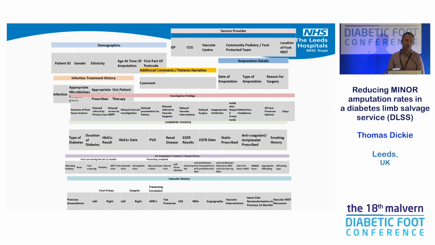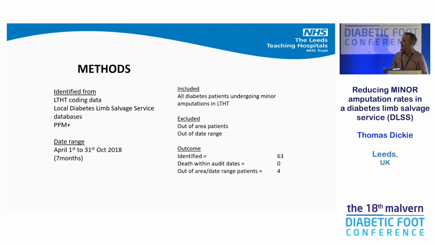This is just a snapshot slide of the data that you got to input from the database. If everyone's used this database, you'll know that it's actually quite hefty and very time-consuming. We used coding from LTHT and then cross-checked that using the software-based LTHT in Leeds. We had a date range, and it's not a nice 6 months one because we had 7 months, so we said, let's use all the data that we've got. After the exclusions of all the minor amputations, we ended up with 59 outcomes, so 63 minus 4.